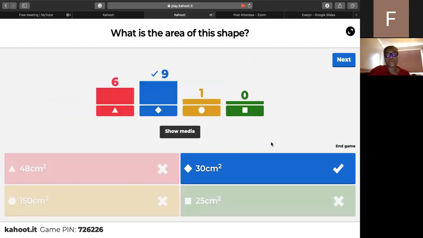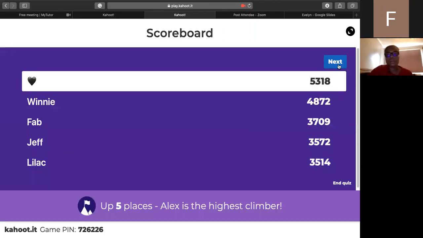Okay, cool. Well done, guys. So it is a half times a plus b multiplied by the height. So you need to do a plus b, which was 8 plus 2, so you get 10, multiply it by a half, and then multiply it by 6. So you would get 30 centimeters squared. Cool. So Winnie is now top of the leaderboard. Well done, guys, to everyone participating.